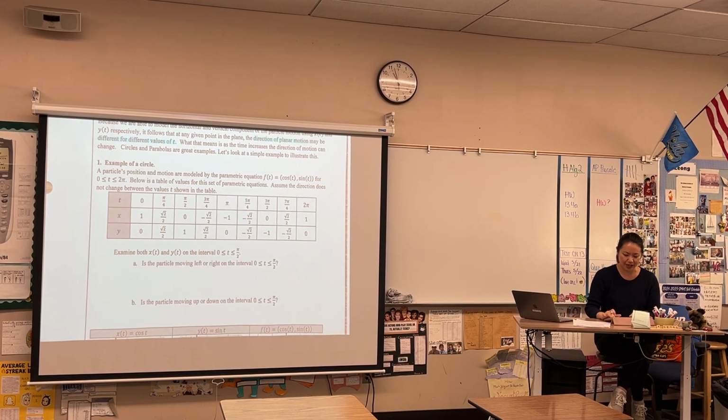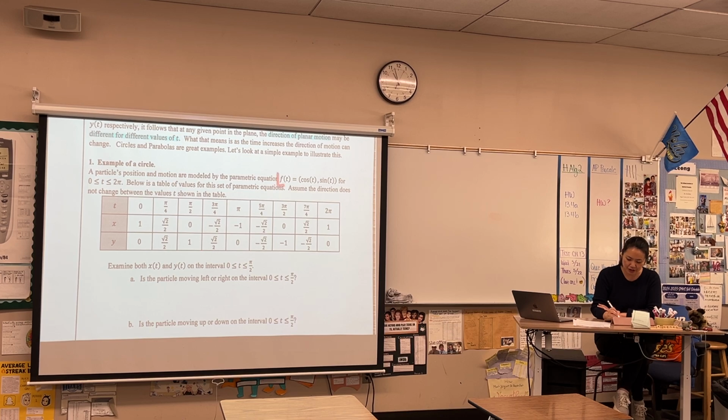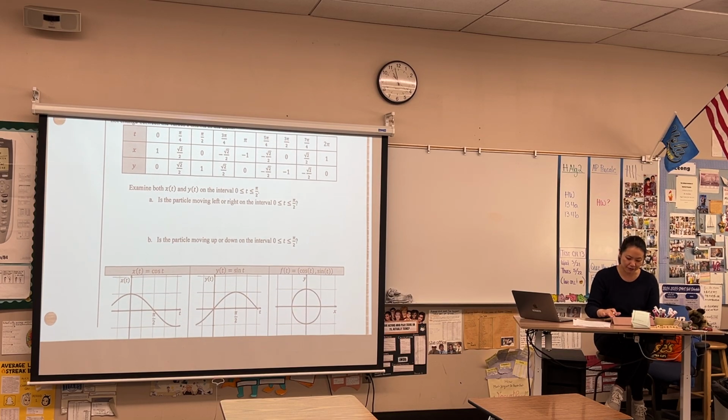So let's go ahead and look at a circle example. We have this parametric function: cosine of t for x, sine of t for y, from 0 to 2 pi. We already have the chart here. We're going to examine both x and y on this interval from 0 to pi over 2. We have our graph over here, and we have our table here too.